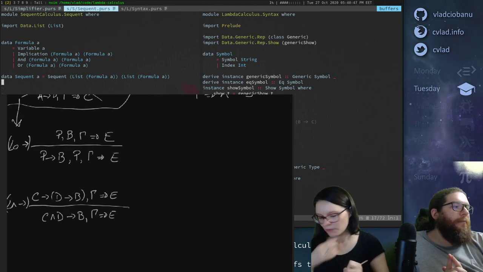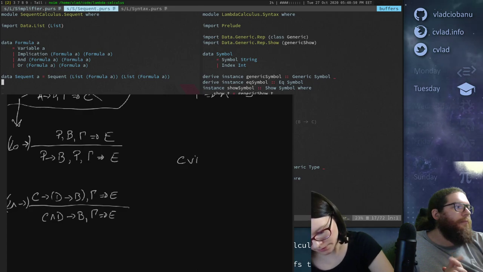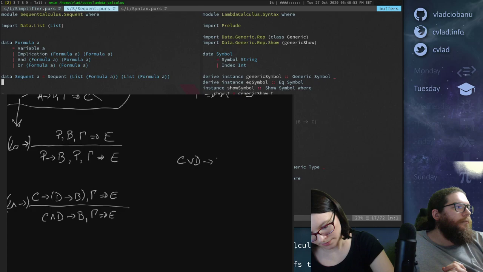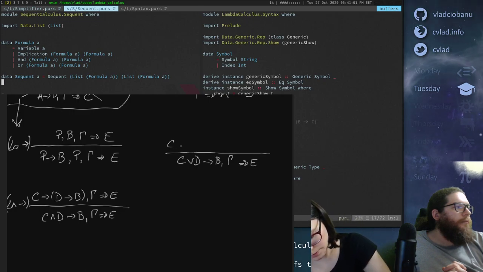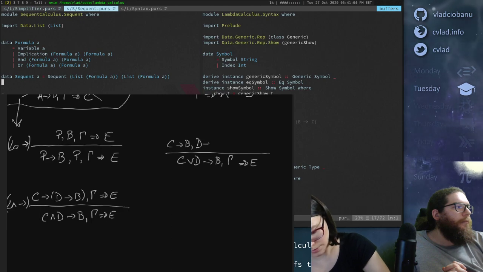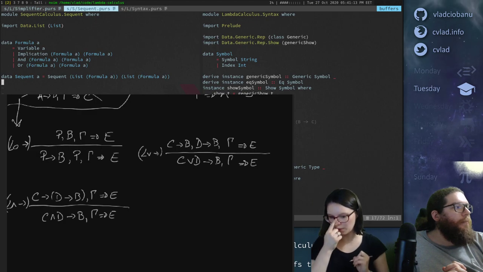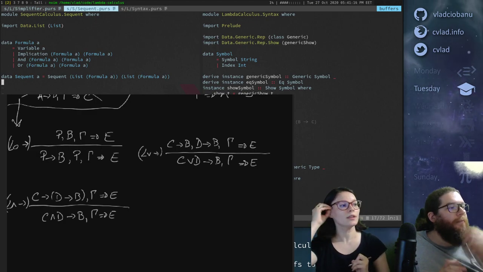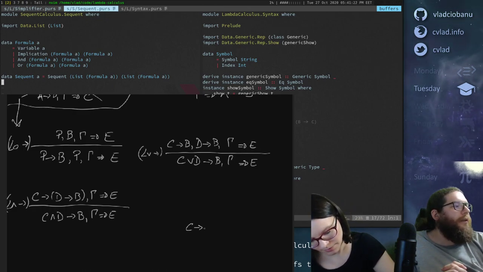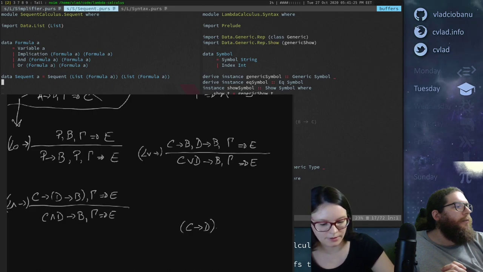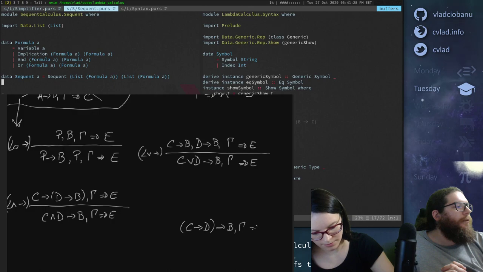What happens if we have a disjunction? So C or D implies B, gamma implies E, and here I split it into C implies B, D implies B, gamma implies E. Let's call it a disjunction implication. Then there is just one case left, in which we have also an implication. So if C implies D, in parentheses like this, implies B, gamma implies E.